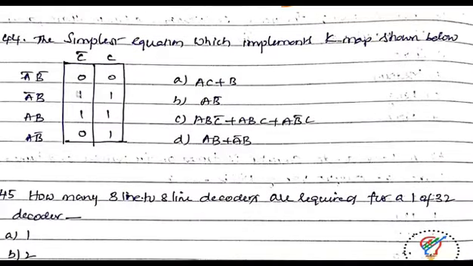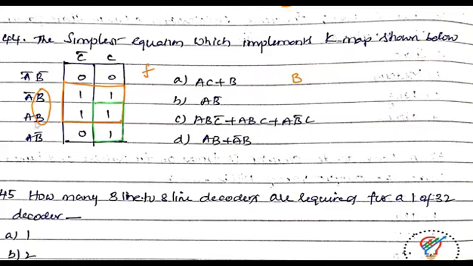Next question. The simplest equation which implements the K-map shown in the figure. They have given a K-map here. In this K-map, you need to calculate what the equation will be. Let me take the equation as F. Answers are there. First I will combine these four cells as it is. See here, what is the common point here? B. And is there any other common point here? No. So first I get the term B. Next I will observe here. See, I will map these 2 points.